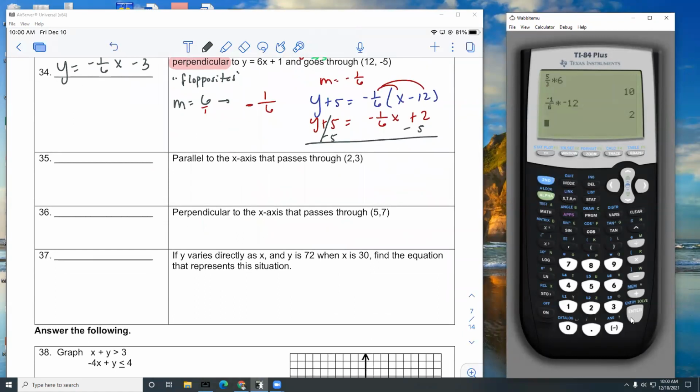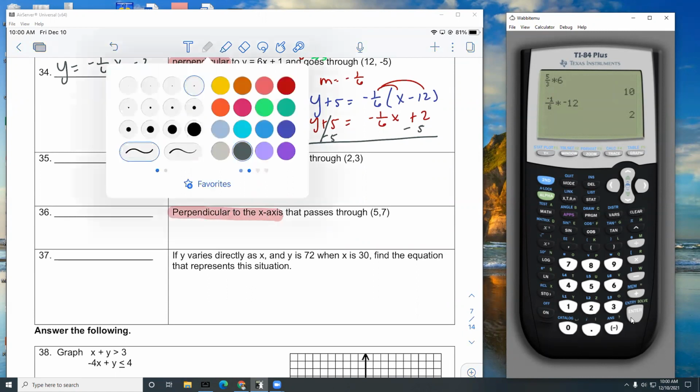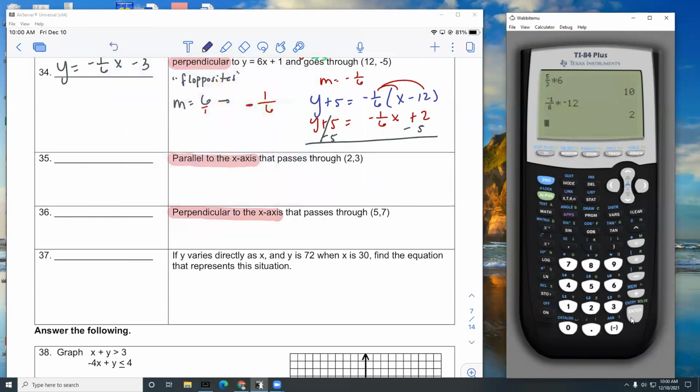Number 35, I want the equation of a line that's parallel to the x-axis and passes through the point (2, 3). Guys, whenever you see words like parallel to the x-axis, or even on number 36 where it says perpendicular to the x-axis, I want you to make a sketch for me because it's a lot easier to look at it and be able to recognize what's going on. So here, let's draw a mini graph. My x goes side to side, my y goes up and down, right?